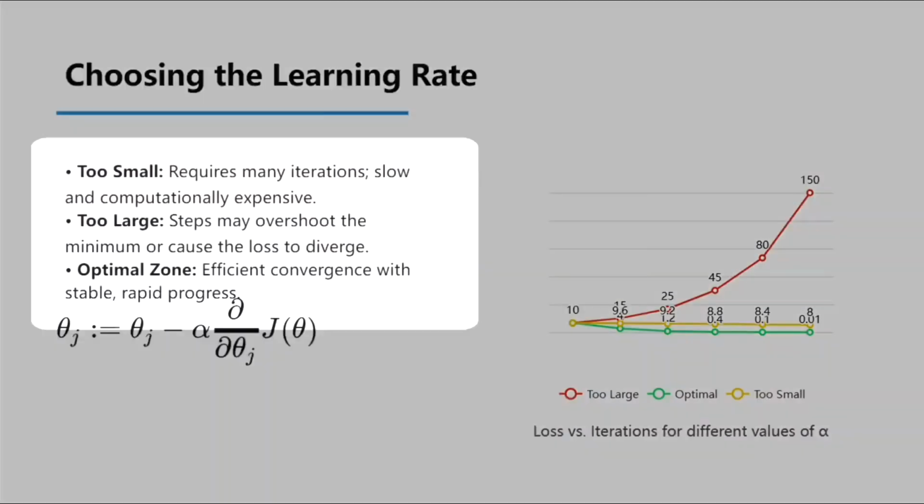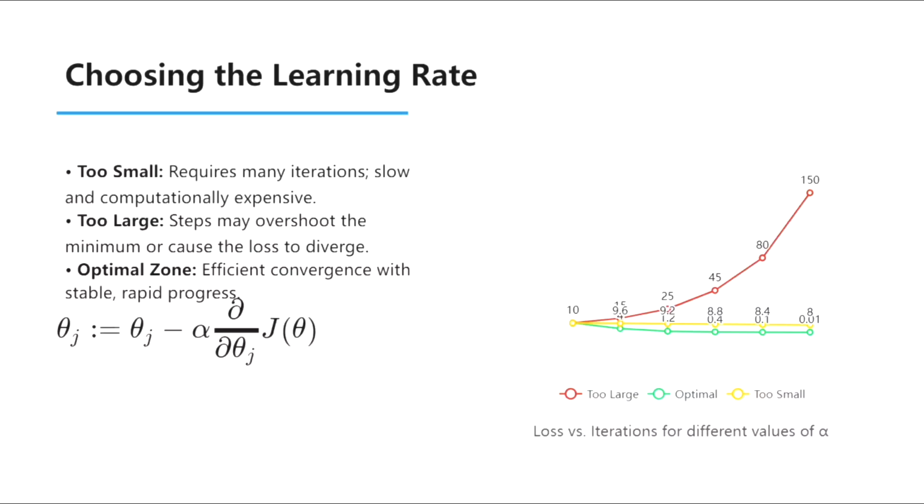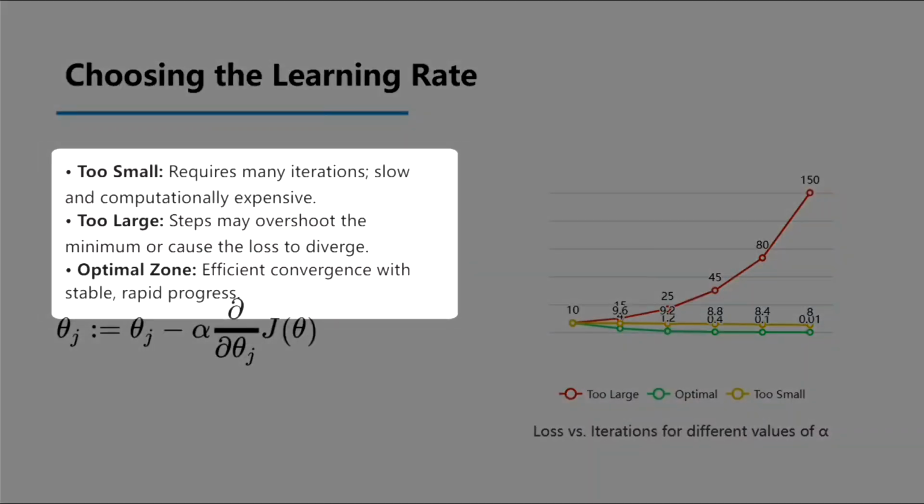As noted here, if we set alpha too small, we face slow convergence. It's like a hiker taking tiny millimeter steps. They will eventually reach the valley, but the computational time would be massive.